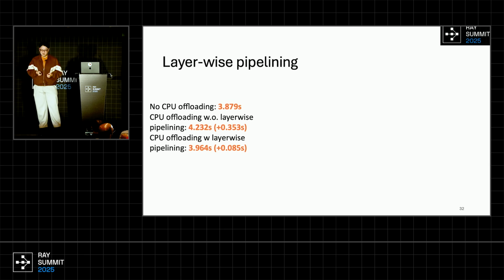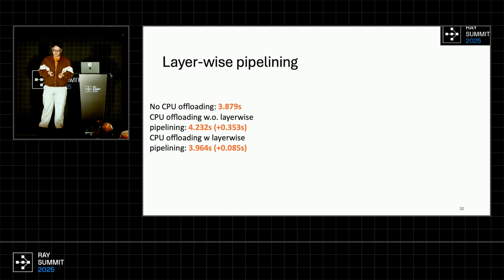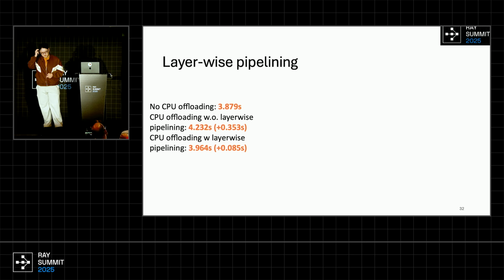For example, traditional inference without any CPU offloading takes 3.8 seconds. CPU offloading without layer-wise pipelining adds about 0.3 seconds of overhead, about 10%. And with layer-wise pipelining, the overhead is reduced to about 0.085 seconds. This is almost 4x to 5x smaller overhead compared to before, resulting in just 2% to 3% overhead of the whole execution.